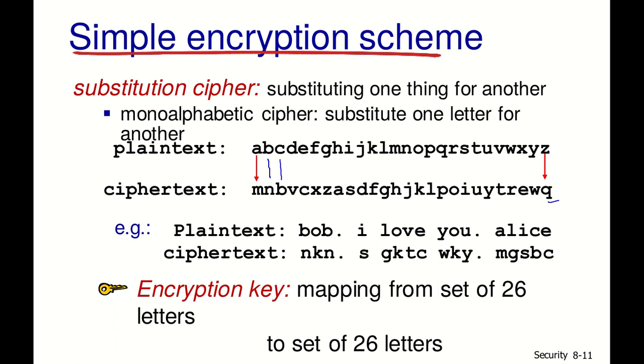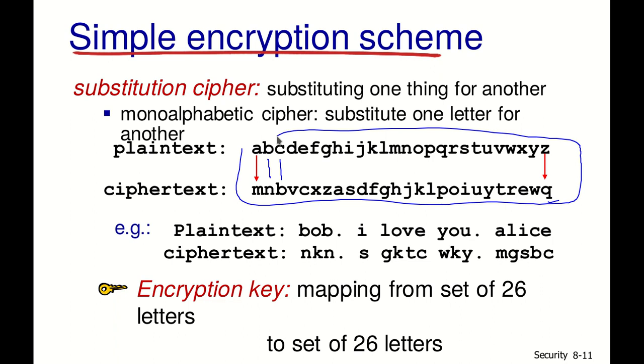All right, so for example, in this case, with this encryption scheme, let's say we have the plaintext Bob, I love you, Alice. This can be encrypted, with Bob becoming NKN, because B is matched with N, O is substituted by K, and then I is substituted by S. And A by M, L by J, and so on and so forth. So we have this NKN S GKTC and so on as the ciphertext.